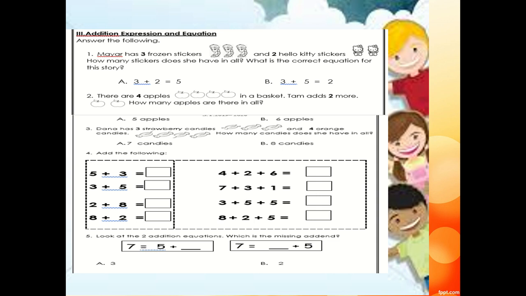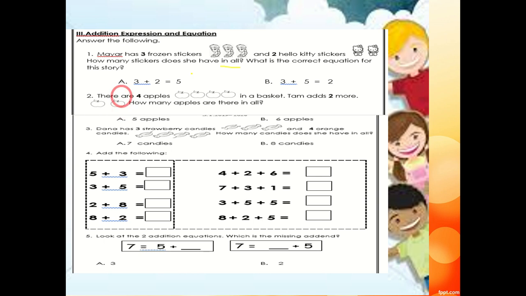Number 1. Mayar has 3 frozen stickers and 2 Hello Kitty stickers. How many stickers does she have in all? What is the correct equation for this story? Is it letter A, 3 plus 2 equals 5, or letter B, 3 plus 5 equals 2? Again, what is the correct equation for this story?